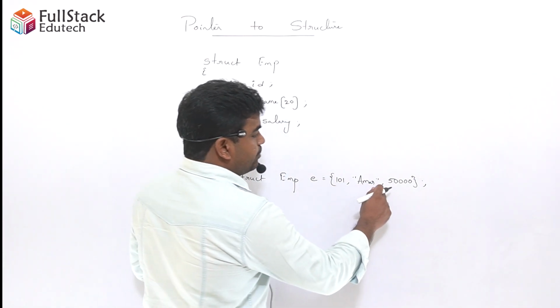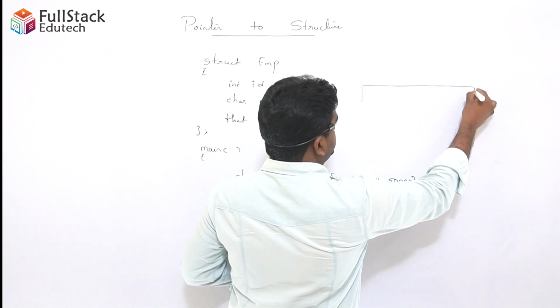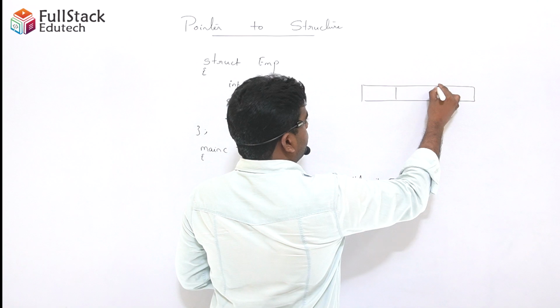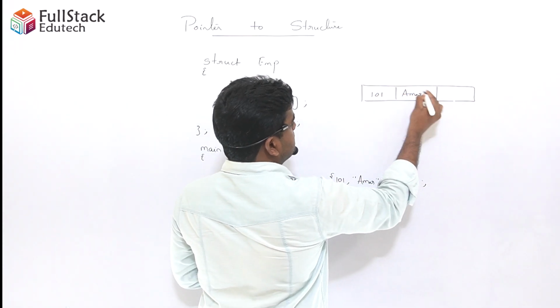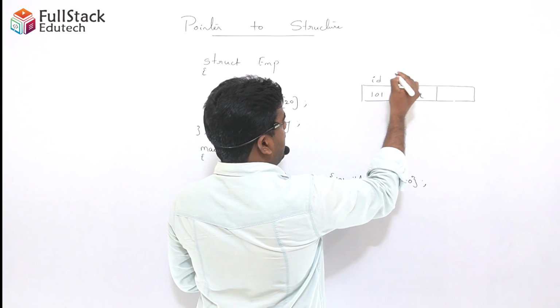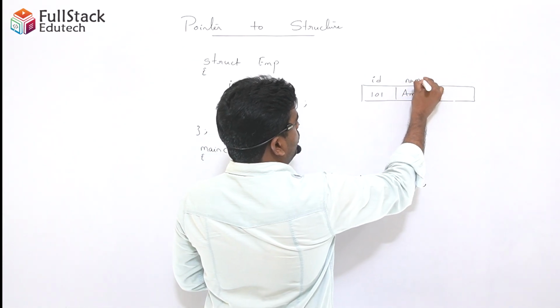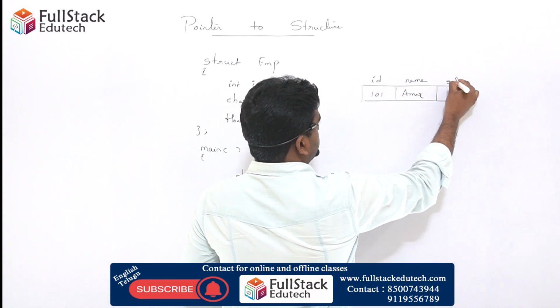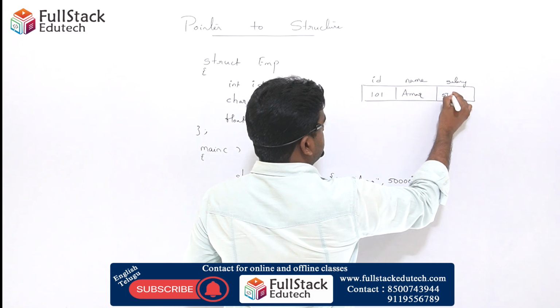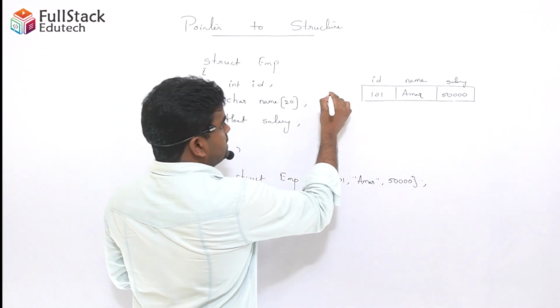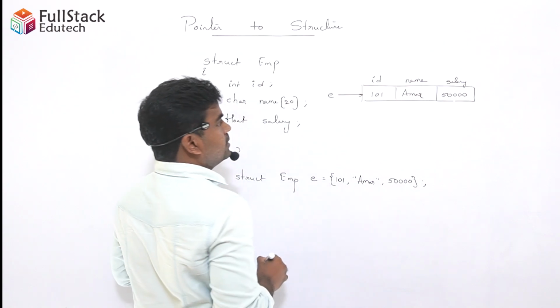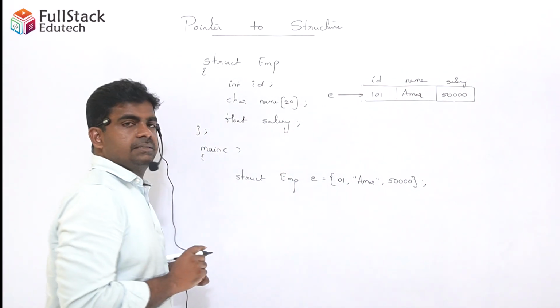All these three get memory allocation in three different locations. Here there is no indexing concept; this block is represented by ID, this block is represented by name and this block is represented by salary. Suppose E is pointing to this one by holding the address.